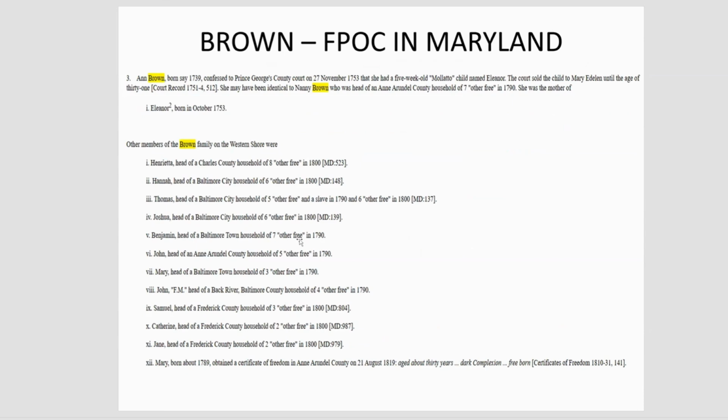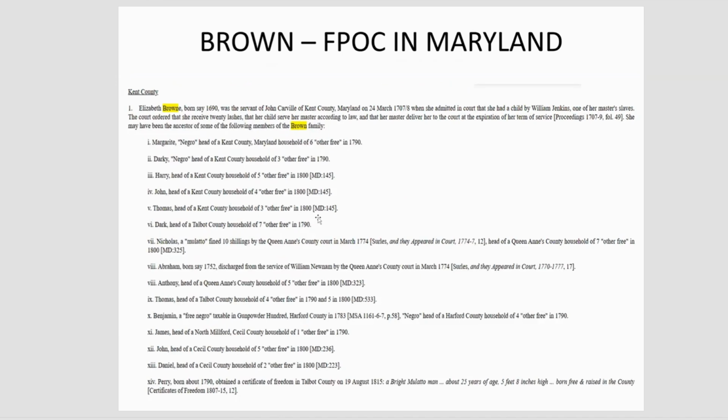Anne Brown, born 1739, she was in Prince George's court. She may have been identical to Nanny Brown. So, like, I research information. This has already been done for us. It's an amazing body of work. This is showing how their names may have changed over periods of time. And all of this is showing that in Kent County, there was an Elizabeth Brown. The last name had an E on it.